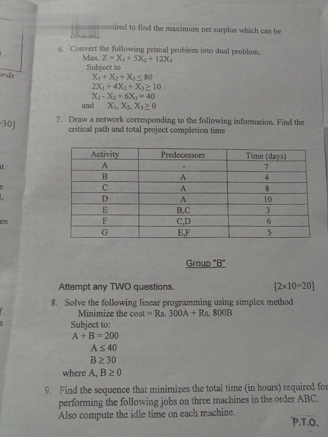Question number 7. Draw a network corresponding to the following information. Find the critical path and total project completion time. Read carefully the given information and find.